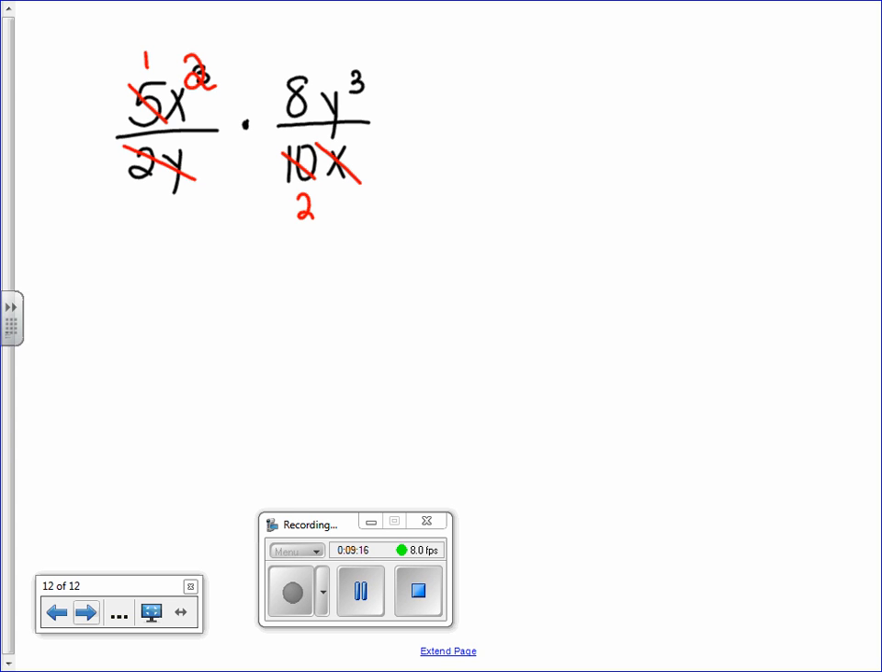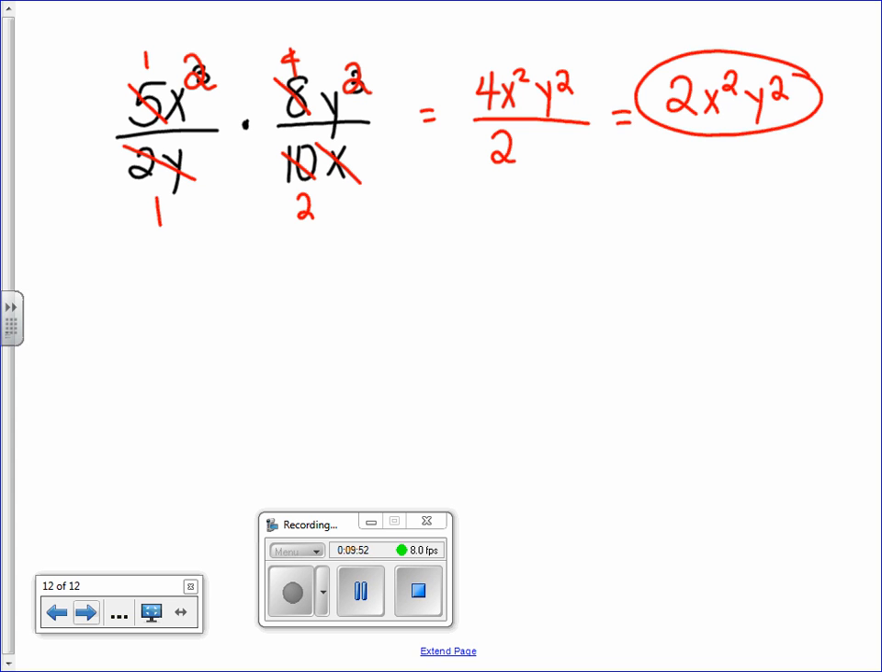This 2y can be completely gone. The 8's going to become a 4. How about this y to the third? Yes, exactly. Alright, so I'm going to have x squared times 4y squared. It's going to be 4x squared y squared over 2. Does that reduce further? Yep, because 4 can be divided by 2, right? Not too bad, right?